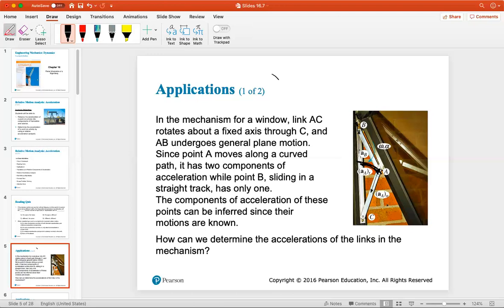And a general problem that we might want to know in this section is, let's say you knew how fast rod or link AC is rotating, so you know omega and alpha for that. You might want to learn what is the acceleration and velocity of point B, things like that.